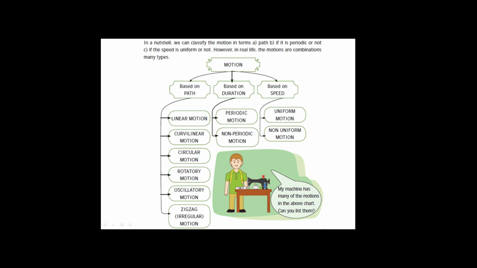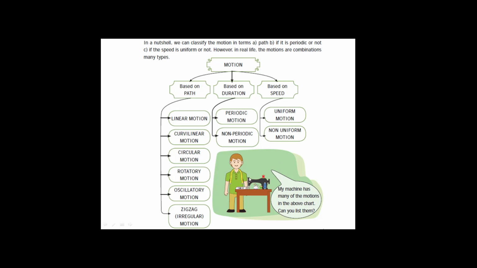However, in real life, motions are combinations of many types. Motions may be based on the path, based on the duration, based on speed. Based on path, it may be linear motion, curvilinear motion, circular motion, rotatory motion, oscillatory motion and zigzag motion, which is called irregular motion. Based on duration, it may be periodic motion or non-periodic motion. Based on speed, it may be uniform motion or non-uniform motion.